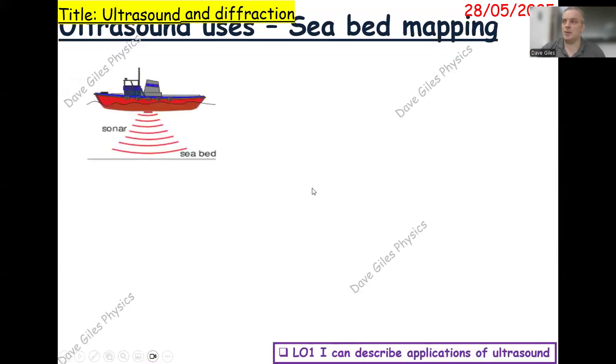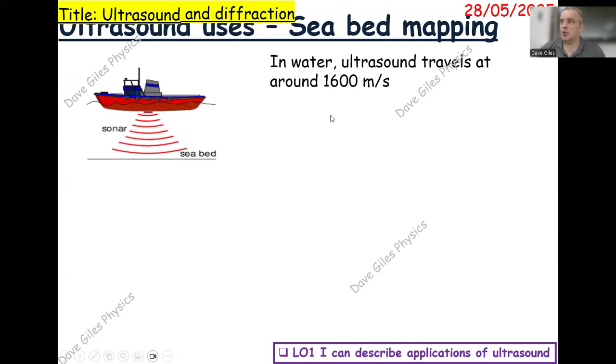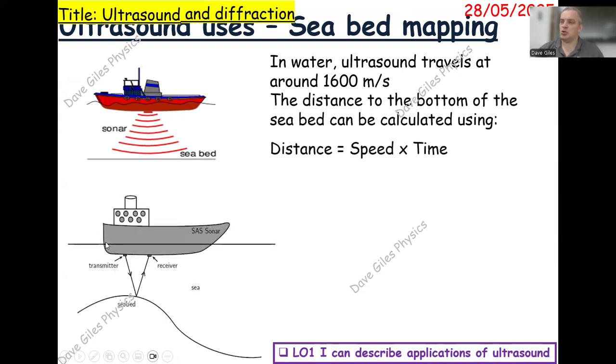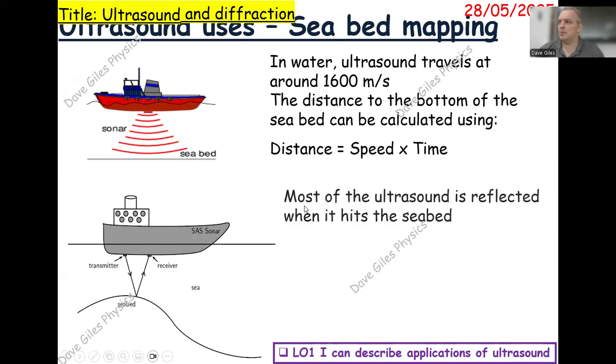Okay, we're going to use it for seabed mapping. In water, ultrasound travels at around 1,600 meters per second. It will vary a little bit. The distance to the bottom of the seabed can be calculated using distance = speed times time. So you've got a transmitter and a receiver, or, like I say, you can use a transducer, which is a transmitter and a receiver rolled into one. Most of the ultrasound reflects when it hits the seabed.